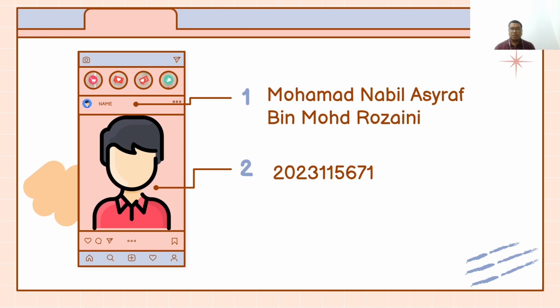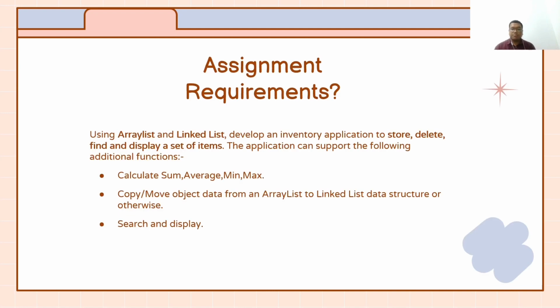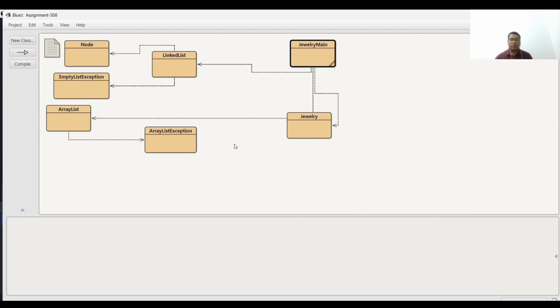2023115671. So this assignment requires me to develop an inventory application using both ArrayList and LinkedList. The application must include calculating sum, average, mean and max, copy or move object data within the ArrayList and LinkedList data structure, and then search and display. Now, let's look at the code.